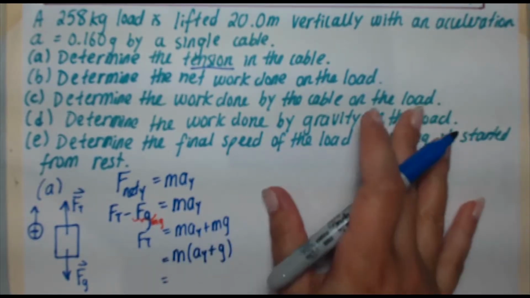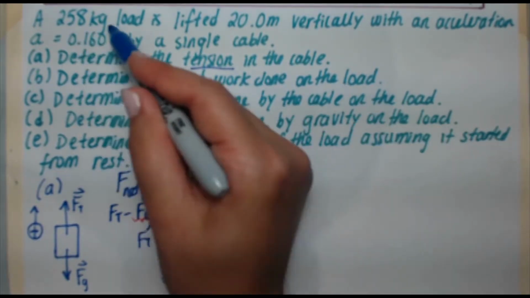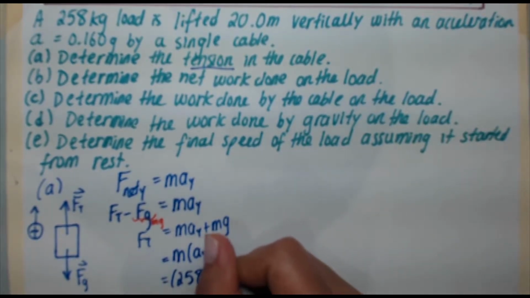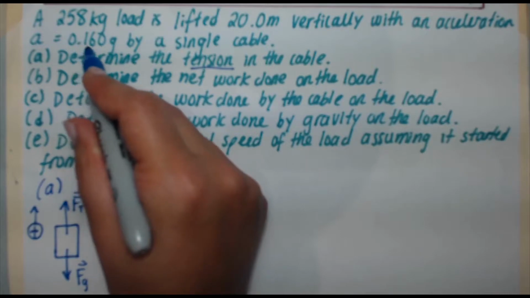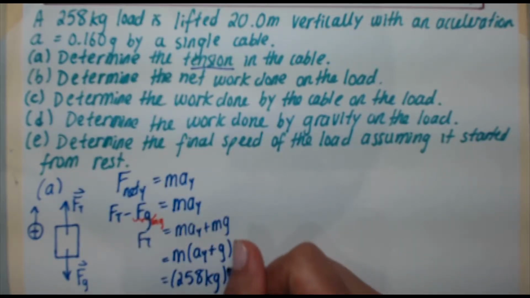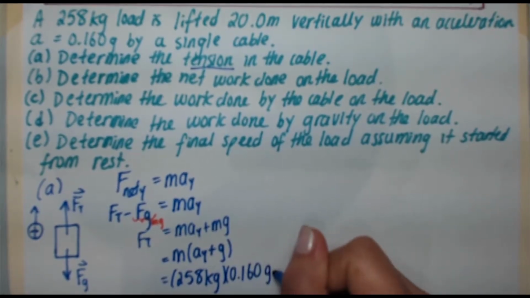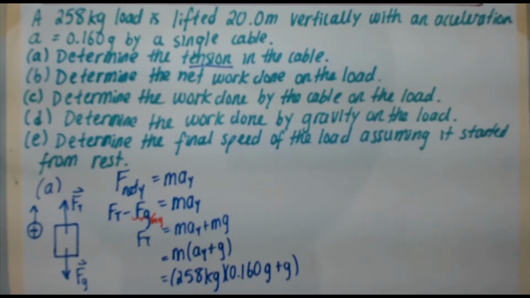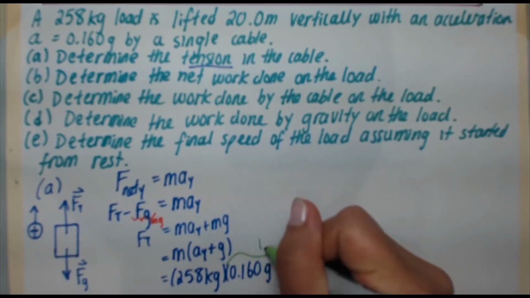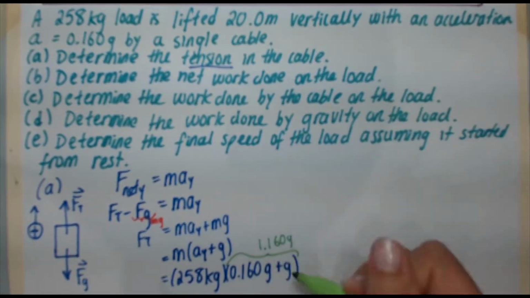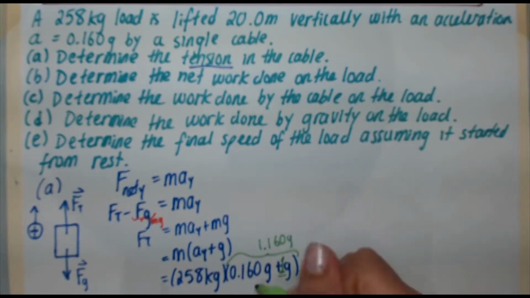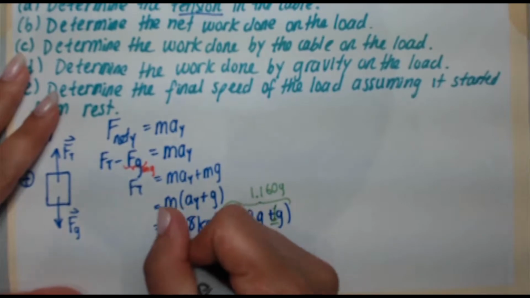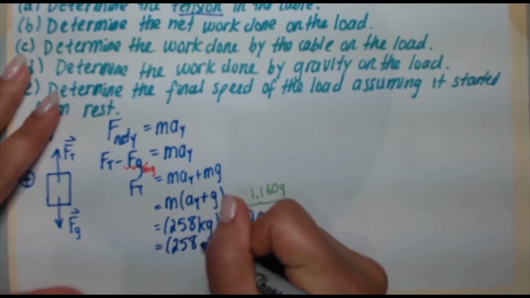The mass you're given in the problem is 258 kilograms. The acceleration in the y direction we're told is 0.160 g's. So 0.160 g plus g. If you add those two together, you're going to get 1.160 g, because there's an invisible one there. So you're adding these two numbers together.